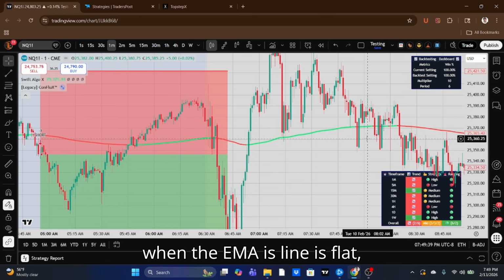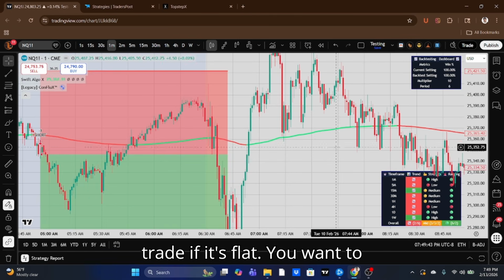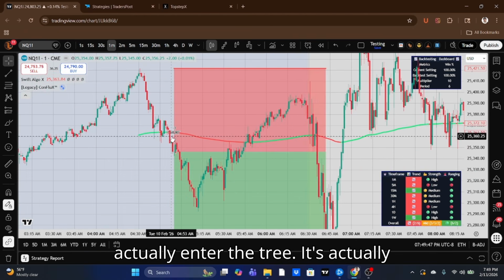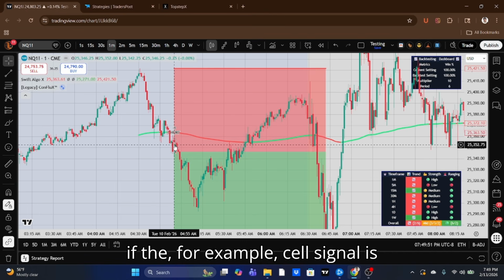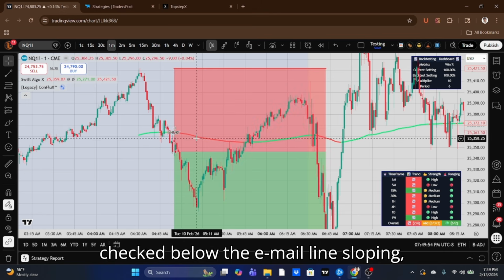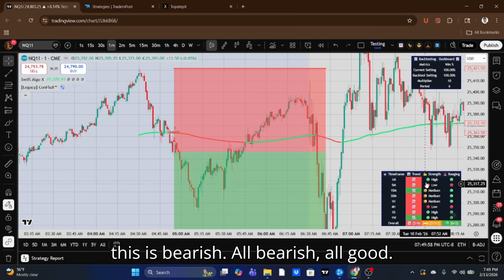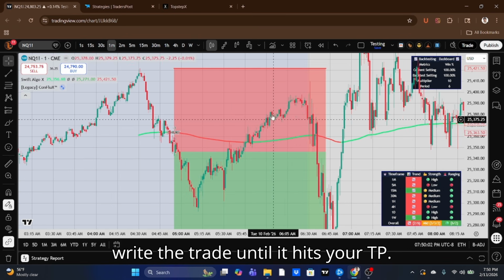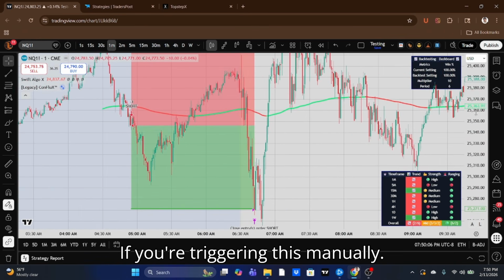Usually when the EMA line is flat, you obviously want to avoid the trade. You want to enter the trade if it's sloping either upwards or downwards. So for example, sell signal, check. Below the EMA line, sloping, check. If the entire trend dashboard, let's say this is bearish, all bearish, all good, then you enter the trade. And then you ride the trade until it hits your TP, if you're trading this manually.